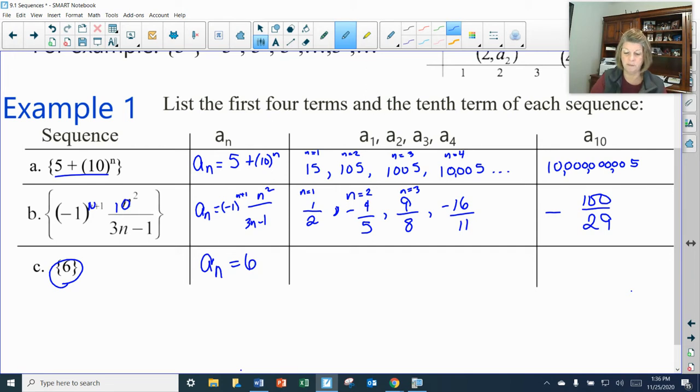6 if I wrote it explicitly. And each of these terms is going to be 6, 6, 6. And the a sub 10th term is going to be 6 as well.